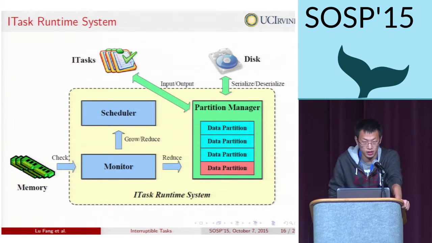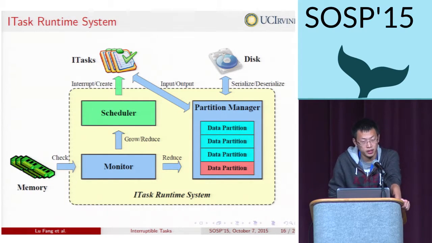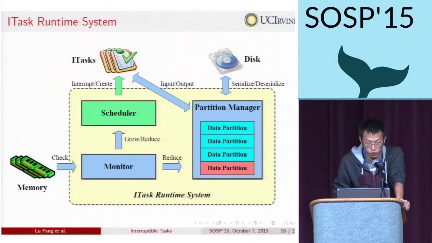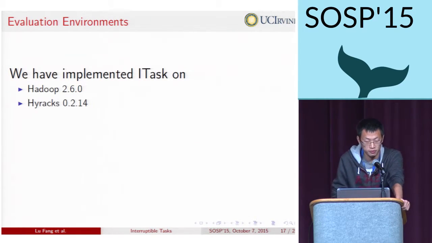The partition manager is in charge of our data partitions. It can transfer the content of a data partition between memory and disk. This is transparent to the users. The scheduler can interrupt a task upon memory pressure. It can also create a new task instance if we have enough resources. We have implemented our system on two different frameworks. This demonstrates that our framework is general enough to be applied to different systems.